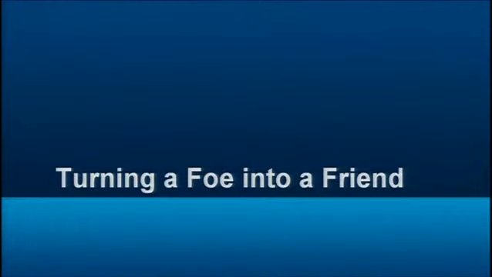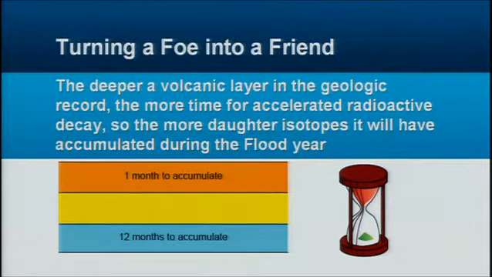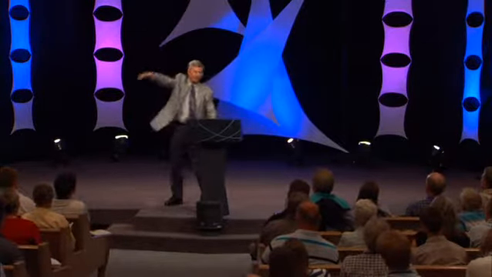Well, finally, let's turn all this from being our foe to being our friend. We've shown that there's problems with these dating methods, but if radioactive decay was grossly accelerated during the flood, then the radioactive ages, though inflated, should still yield relative ages in the correct order. What do I mean by that? Well, think about a volcanic rock layer that formed in the first month of the flood. It would go through much more accelerated nuclear decay than a rock layer that was formed in the last month of the flood, wouldn't it? The one at the bottom would have 12 months worth of accelerated nuclear decay, so it should give an older age, and the one at the top should only have a month's worth of accelerated nuclear decay, so it would only give a younger age.